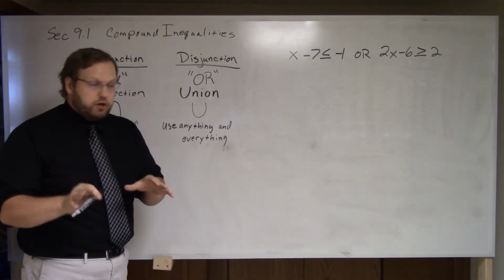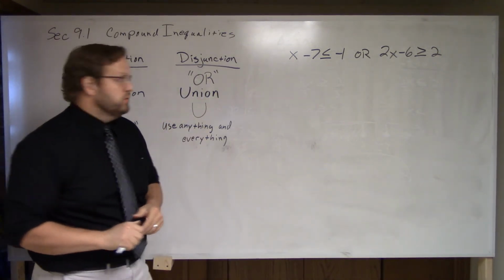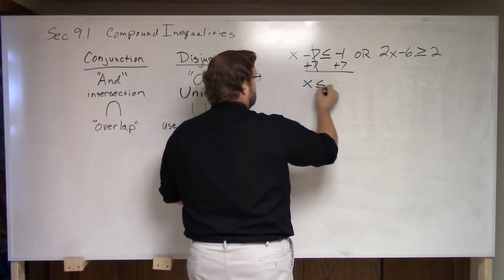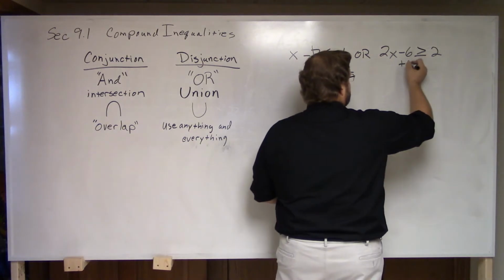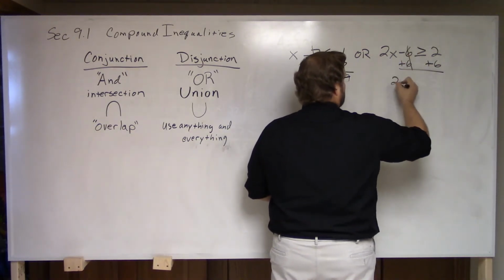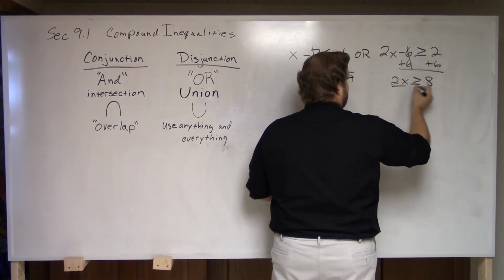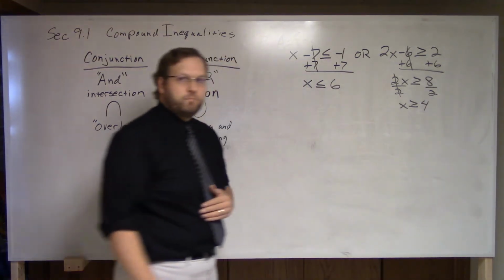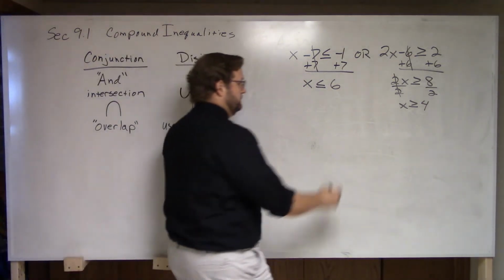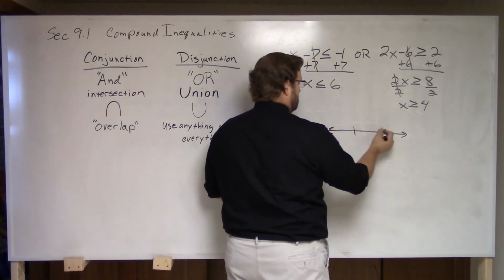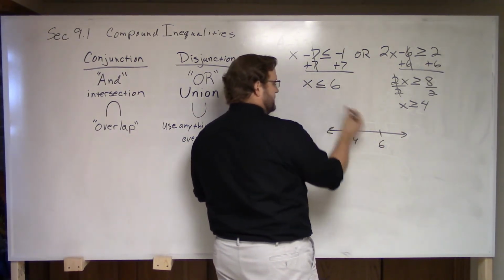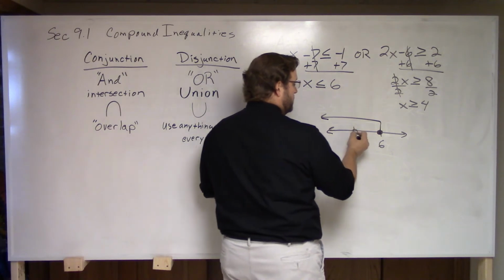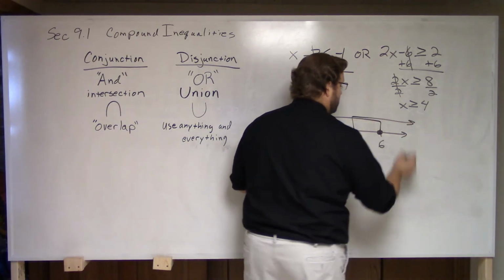So, again, start off by solving each of these individually. So I'm going to add a 7. And then here I'm going to add a 6, and then divide by 2. Then I graph them. Six is going to have a closed dot, and I want to go less than 6. 4 has a closed dot, and I want to go bigger than 4.